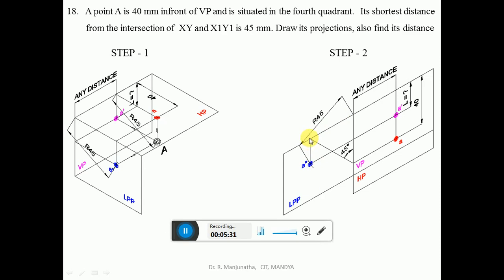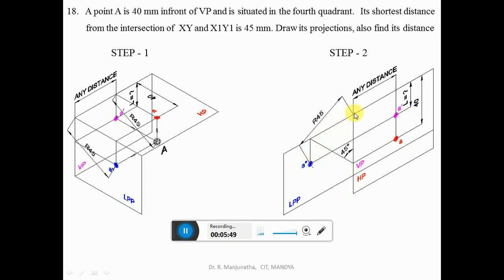Once you draw a vertical projector down, we don't know where exactly this point A double dash will go. It cuts the shortest distance from the intersection of the xy and x1y1 lines. So this is the xy line and this is the x1y1 line. So this will be the shortest distance.